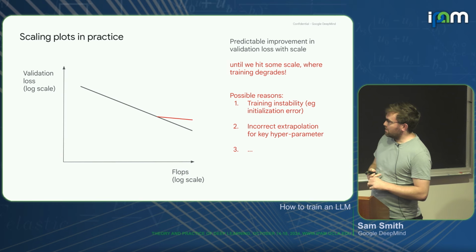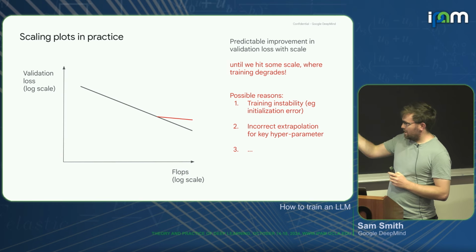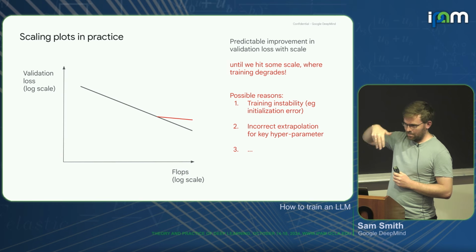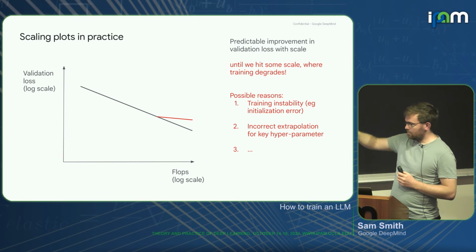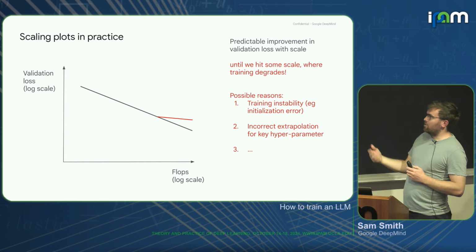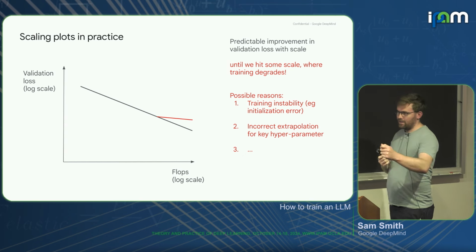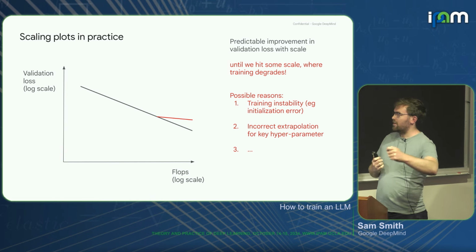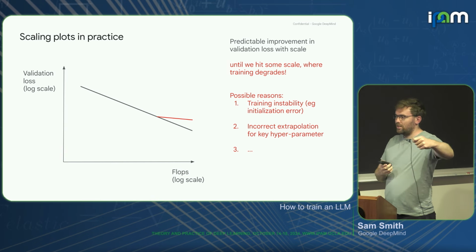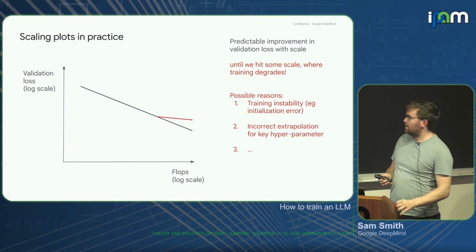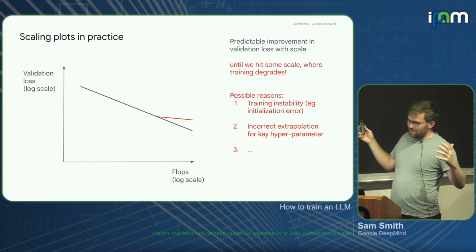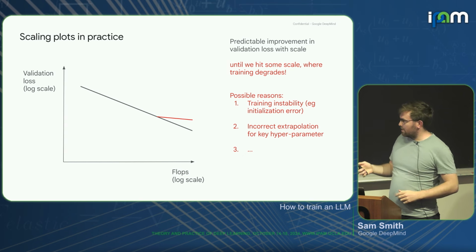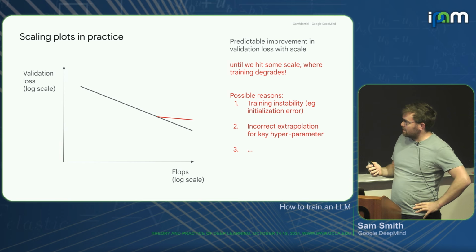Some possible reasons why this might happen: there might be some training instability, which is mild at the small scale, but becomes critical as the model gets bigger. There might be some really important hyperparameter that you incorrectly figured out how it extrapolates, so it was set well at the small scale, but becomes poorly set as the model gets larger. There's an infinite number of reasons why these things might occur, but this happens a lot in practice.